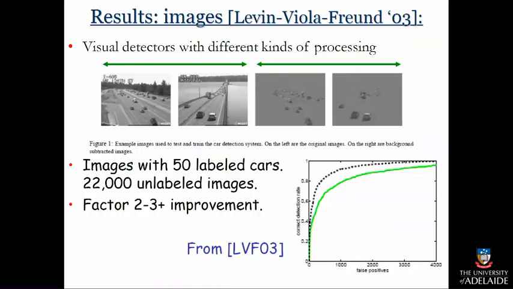All right. So another example is this computer vision problem. And again, initially they only used 50 labeled images and 22,000 unlabeled images. So in this case, it actually worked. The improvement is significant.